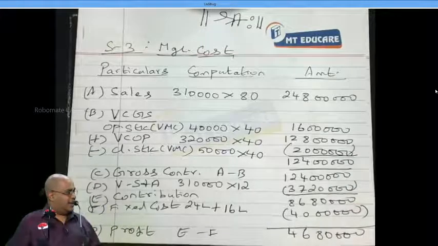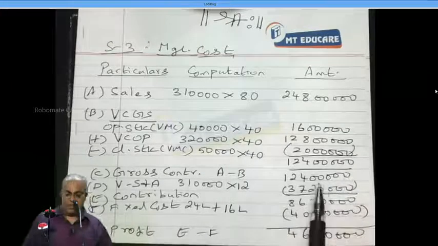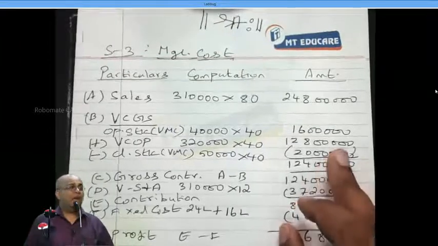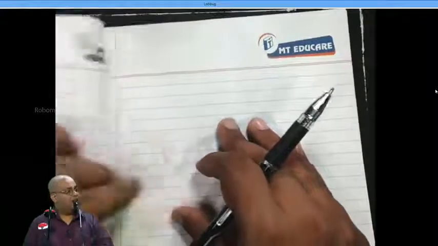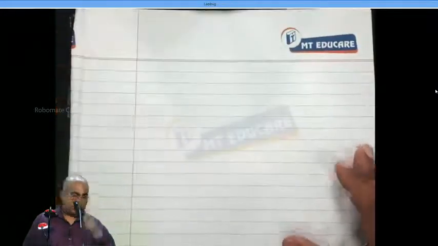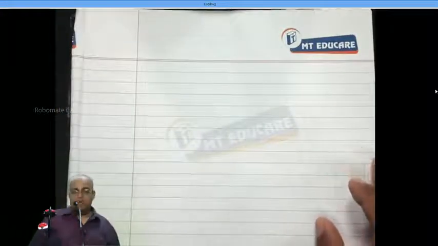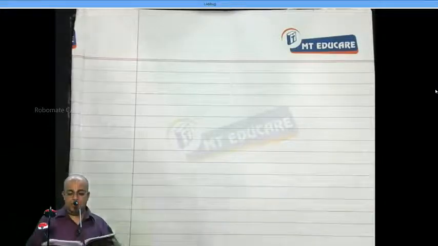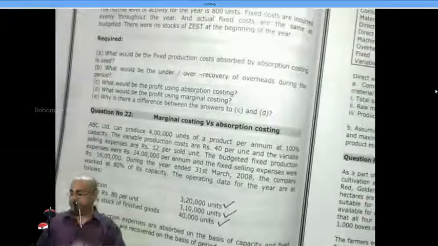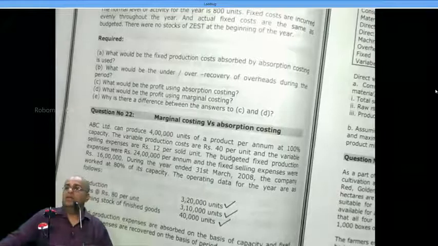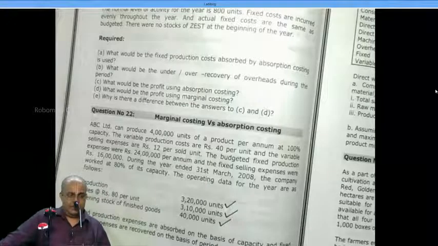Are you having the clarity or not? With this we have completed the first part, involving marginal costing. Can we move to part 2? Write down: Part 2, absorption costing system. Okay, can I proceed?